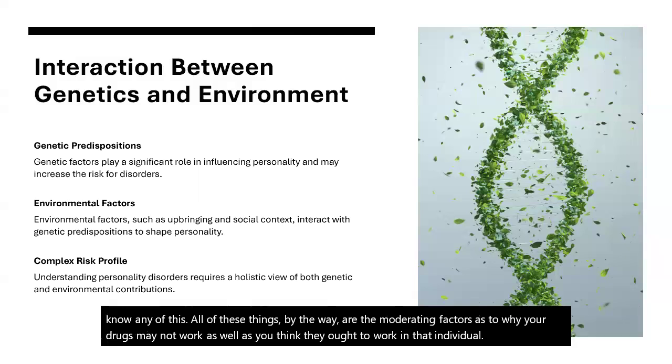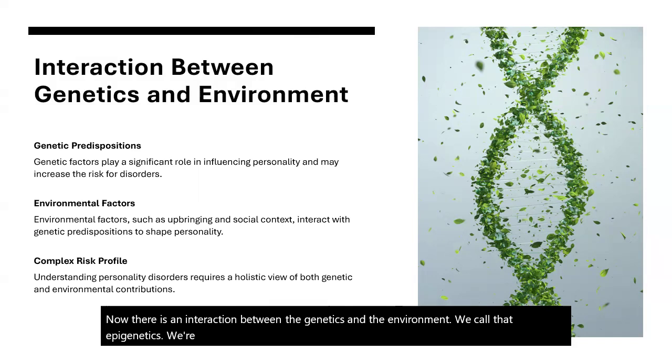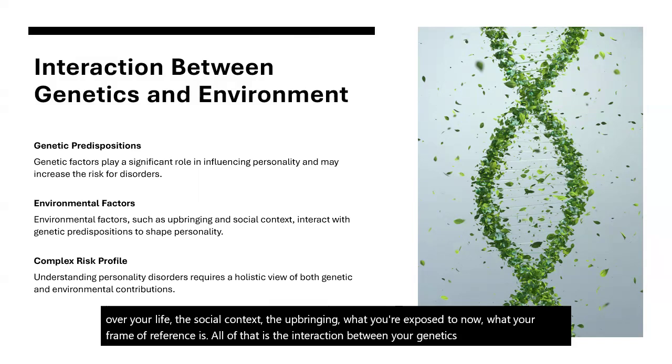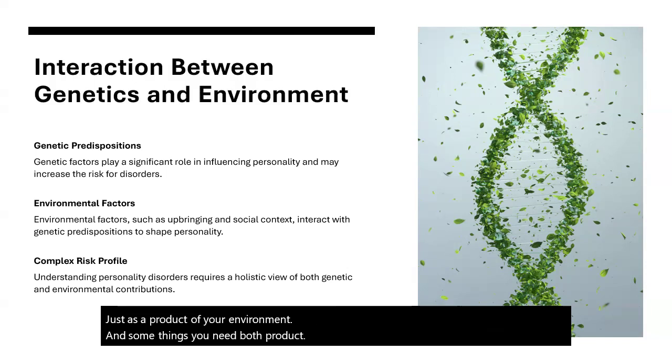Now, there is an interaction between the genetics and the environment. We call that epigenetics. We're talking about genetic predispositions, but also the exposures you've had over your life, the social context, the upbringing, what you're exposed to now, what your frame of reference is. All of that is the interaction between your genetics and your environment. Just because you have a gene, it does not mean it's going to express. And you may express without having a gene just as a product of your environment. And some things you need both, you need genetics and environment.